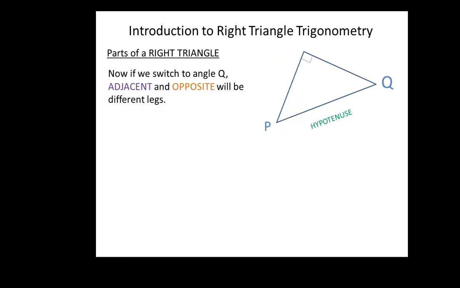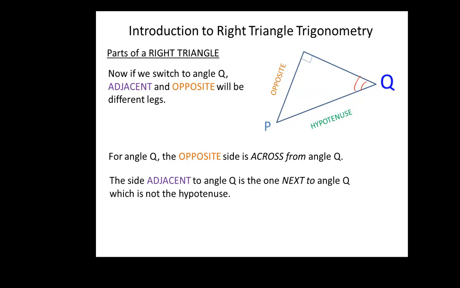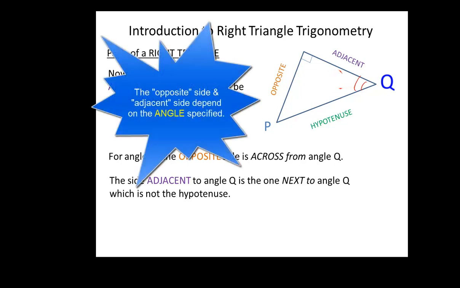Now if we switch to angle Q, here's angle Q, now opposite and adjacent is going to change. So the opposite is directly across from angle Q, and the side which is adjacent to angle Q is right next to angle Q. So again, opposite and adjacent depend on which angle we're talking about.